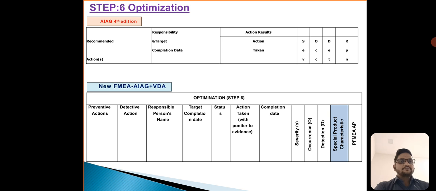Now in the optimization step, the recommended actions and responsibility, target and action taken, and severity, occurrence and RPN are replaced: the recommended action is replaced with the preventive action, detective action, responsible person name, meaning the type of preventive action, detective action, responsible person name, target completion date, status, action taken, completion date, and revised severity, occurrence, detection, as well as FMEA action priority.